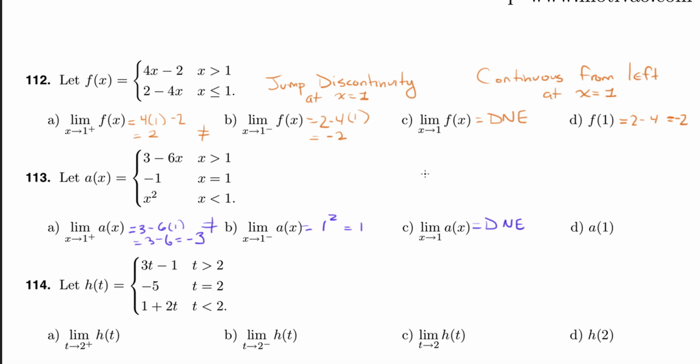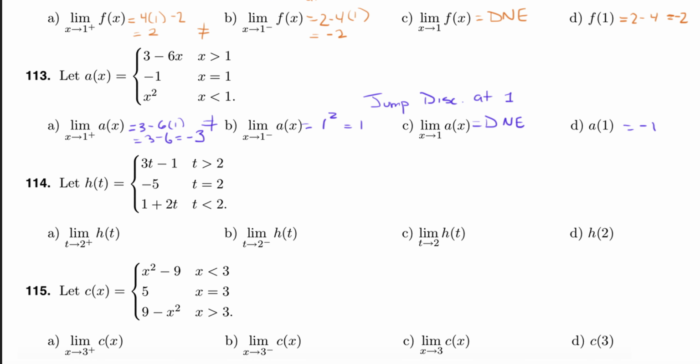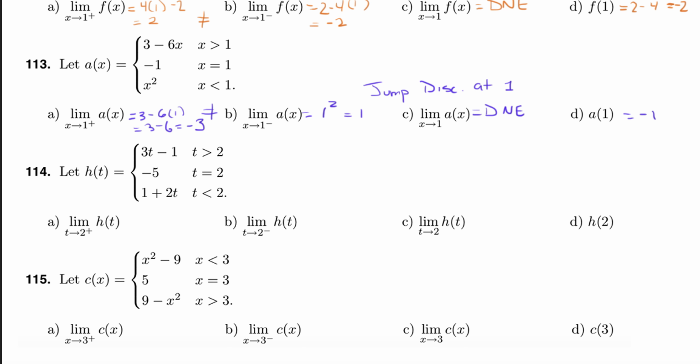And then at 1, notice that f of 1 is -1. So again, you have a jump discontinuity at 1. And you have no continuity from the left or from the right because none of these are equal. Perfect. Let's keep going.